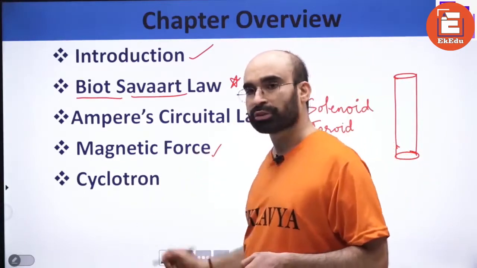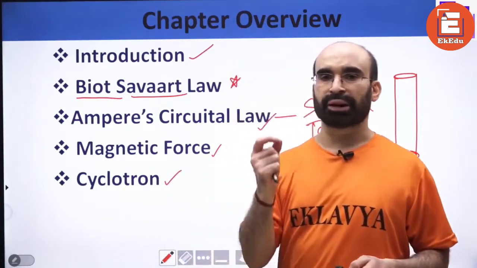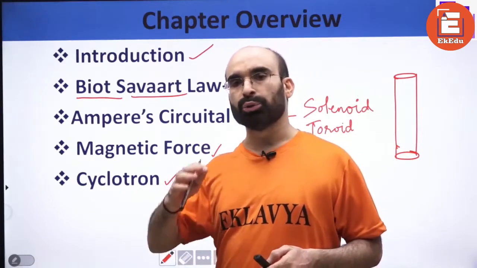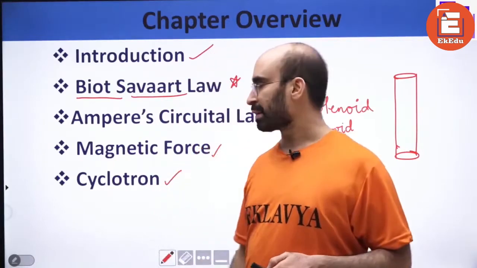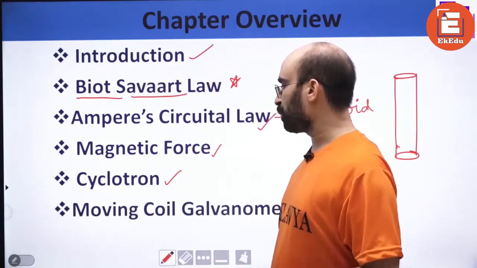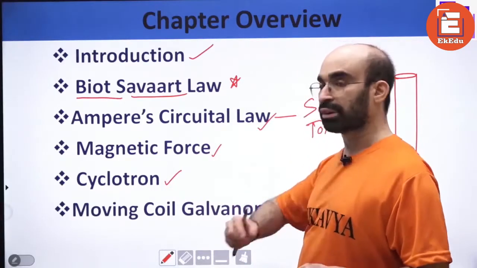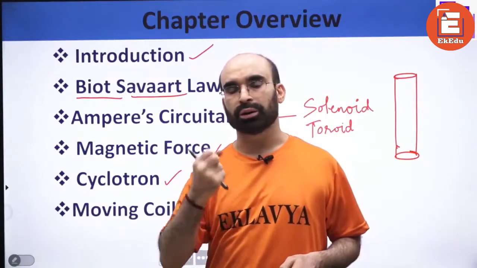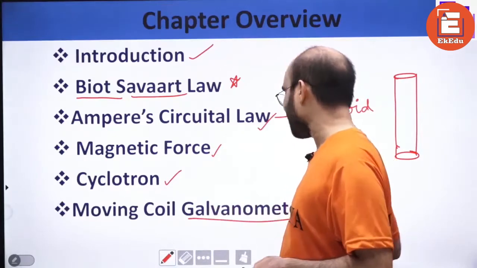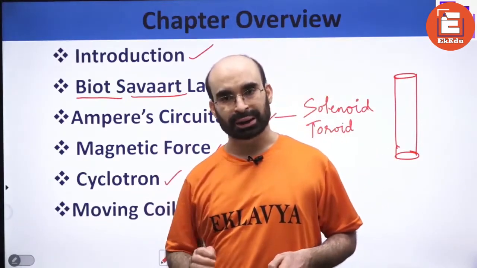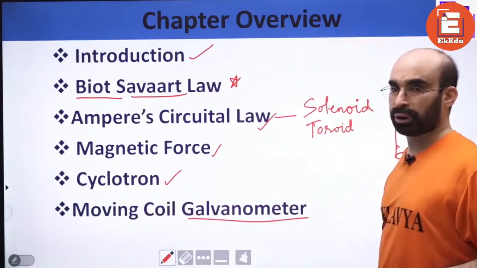Next is the cyclotron. Based on this magnetic force, there is the cyclotron, which is used to accelerate a charged particle to high energy. This is a very important instrument. Then there is the moving coil galvanometer. For this, we have to understand the torque on a current carrying coil. You know that a moving coil galvanometer detects the presence of current. So these things are there in this particular chapter.